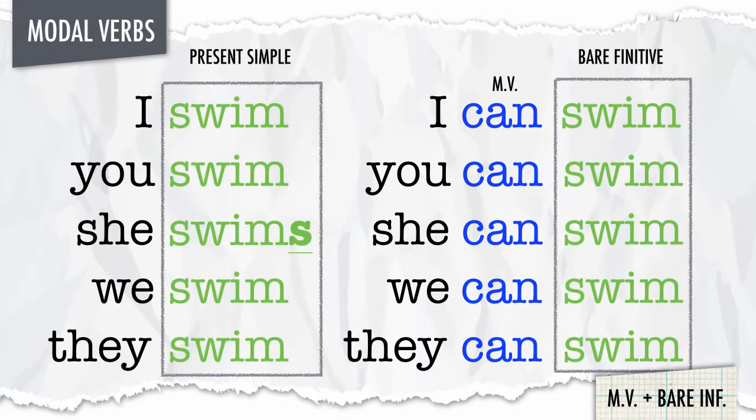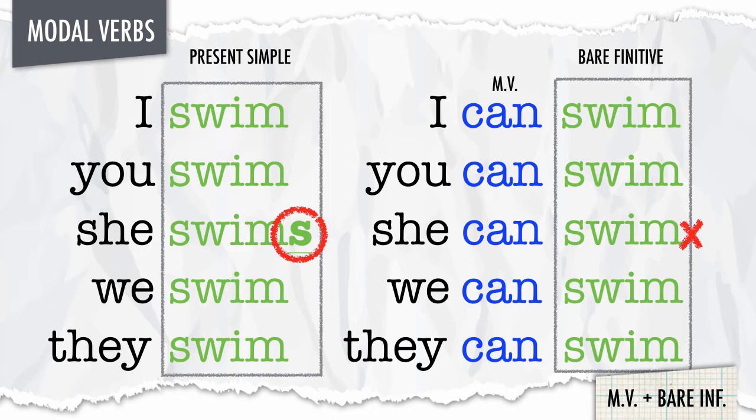Let's look at the verb to swim as an example. The present simple of the verb to swim is swim for every subject except the third person singular. He, she, or it swims. When you add the modal verb can to the sentence, there is no S at the end of swim.